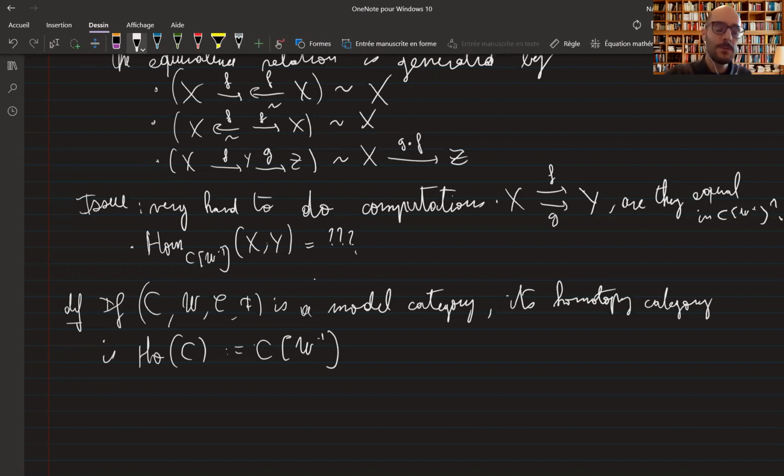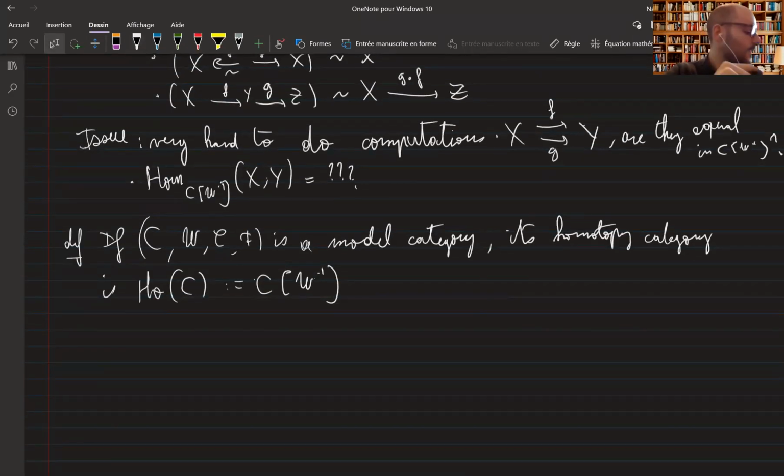It only depends on W. If you have two model categories with the same W but different cofibrations and fibrations, we will have the same homotopy category. What is going to change is the presentation of the homotopy classes of maps that we are going to present next, right? But the homotopy category itself will be well defined up to equivalence of categories. So there is nothing that changes here. Before we start dealing with homotopies, let me just make a preliminary lemma.